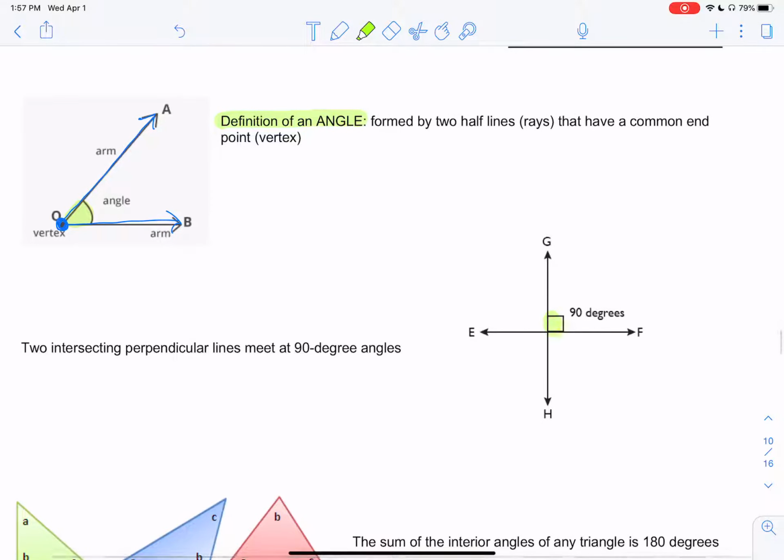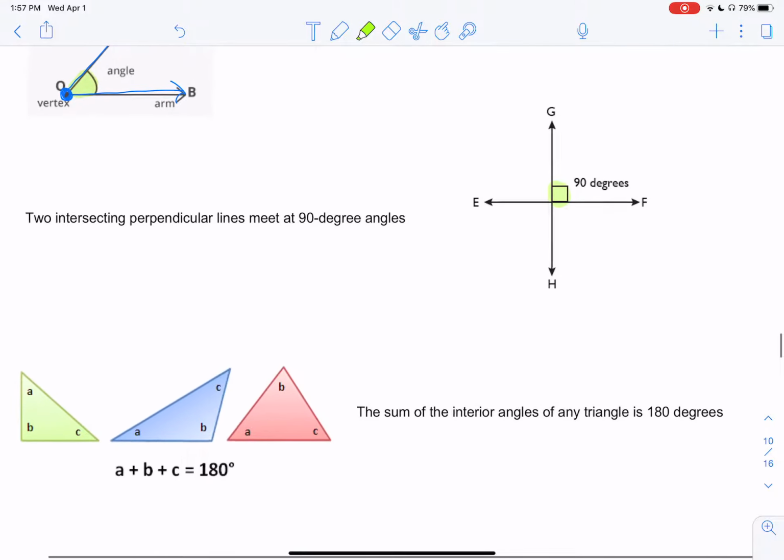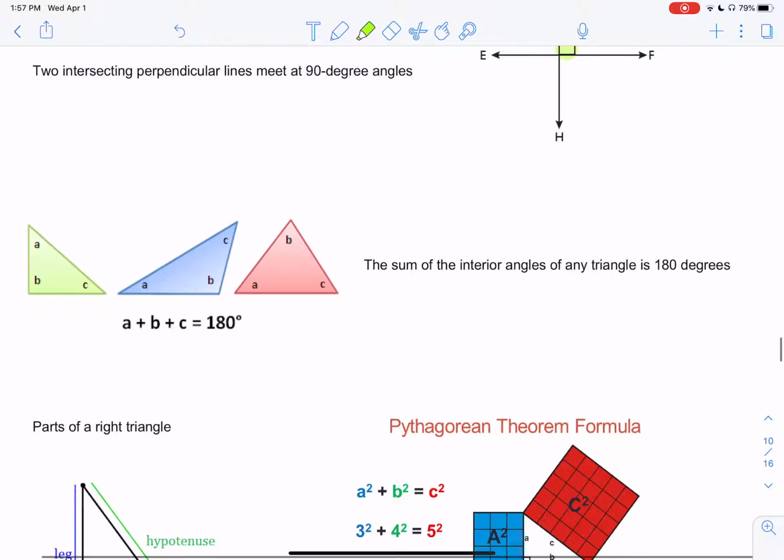Also, a quick reminder that when I have two lines intersecting at a perpendicular, then that is going to be a 90-degree angle if we know those two lines are perpendicular. And then another review thought, whenever we add up the inside angles of a triangle, it doesn't matter what type of triangle, those three angles should always add up to 180 degrees.